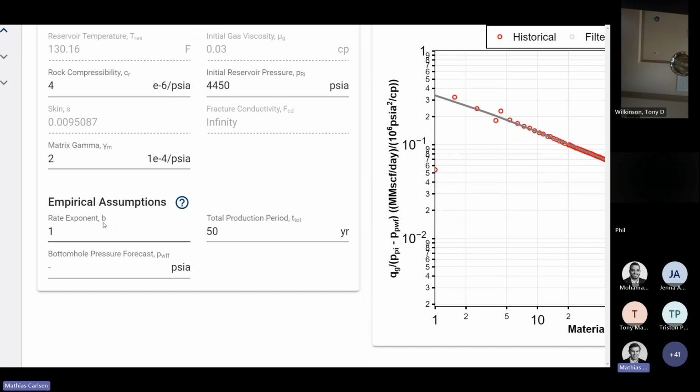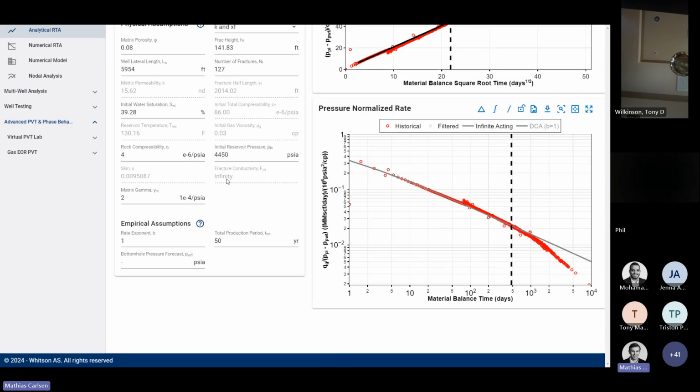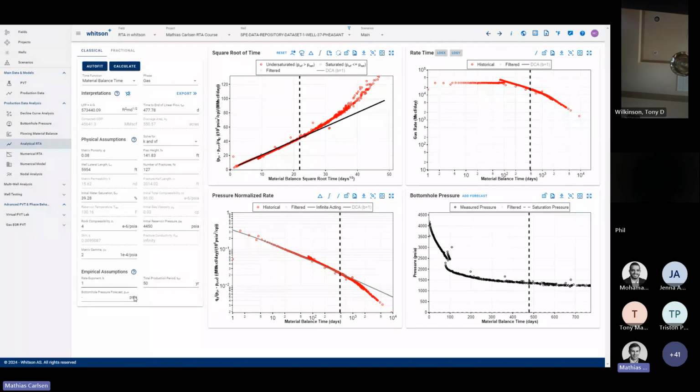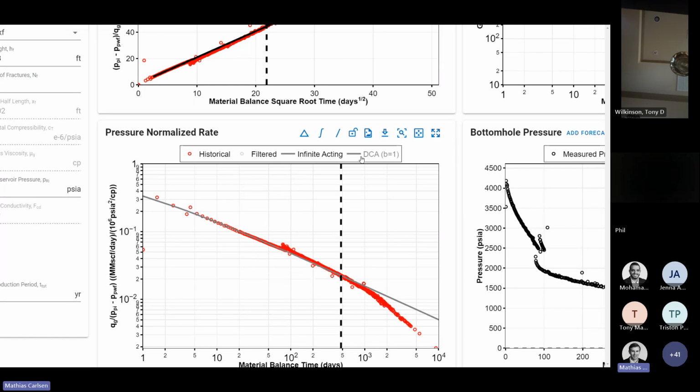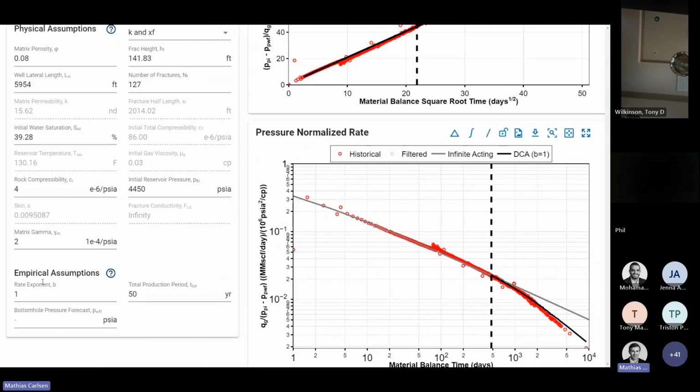At the bottom is what we call empirical assumptions. Those empirical assumptions are just, okay, if you would like to fit some kind of B factor at the end, like after this time to linear flow over here, that it will be coming from whatever this B factor is. So you can change this to 0.8, for instance, and that will have an impact on this guy right here. And by default, that will be default.